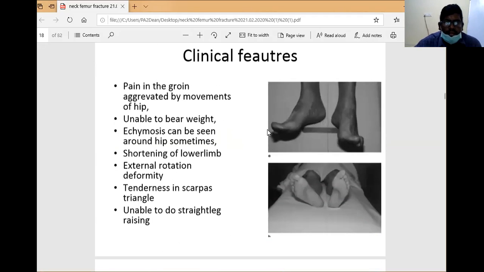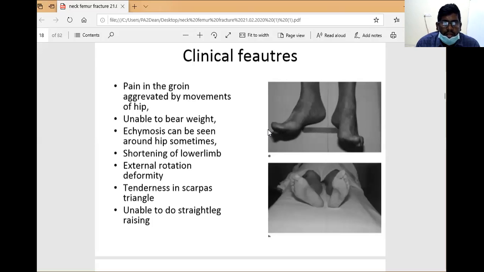Coming to the clinical features, the patient may complain of pain in the groin and pain while moving. But in impacted fractures, some patients may walk with mild symptoms. The patient is able to walk in impacted fractures. So sometimes there may be a fracture and the patient may not notice because of very little pain. So weight bearing can be possible in impacted fractures, but with a complete and displaced fracture, the patient is unable to bear weight and pain aggravates with movement.